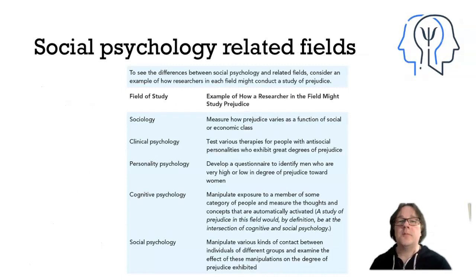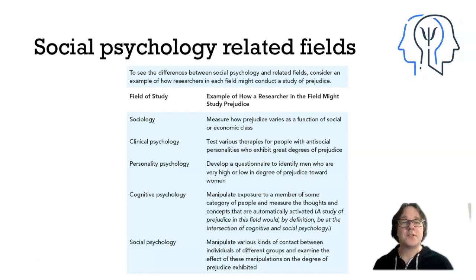Okay, so social psychology and related fields here. These are just a few other fields that social psychology is related to, but still has some differences with. So to see the difference between social psychology and related fields, consider an example of how researchers in each field might conduct a study of prejudice. So the field of study is an example of how a researcher in the field might study prejudice.